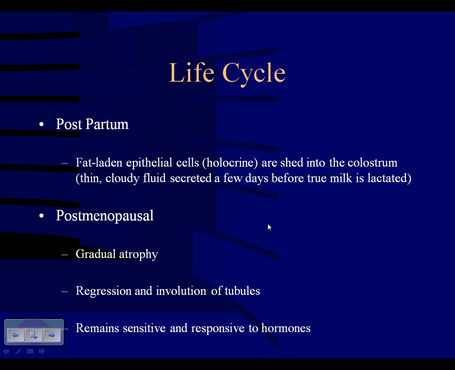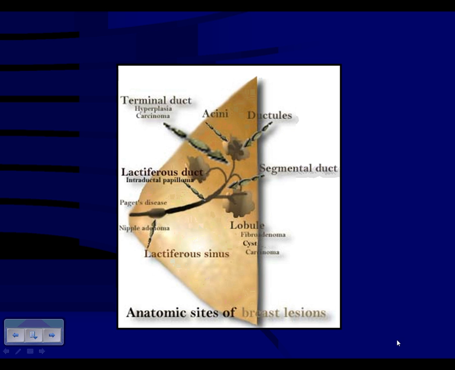Now, during the postmenopausal state, there's gradual atrophy because of the withdrawal of hormones, and what you see is regression and involution of the ductules as well as the acinar units. But the tissue still remains responsive to hormones. If that person were to take hormones, it would probably show some development again. All right, so we've talked about the anatomy, the histology, the function, and the life cycle of the breast tissue.